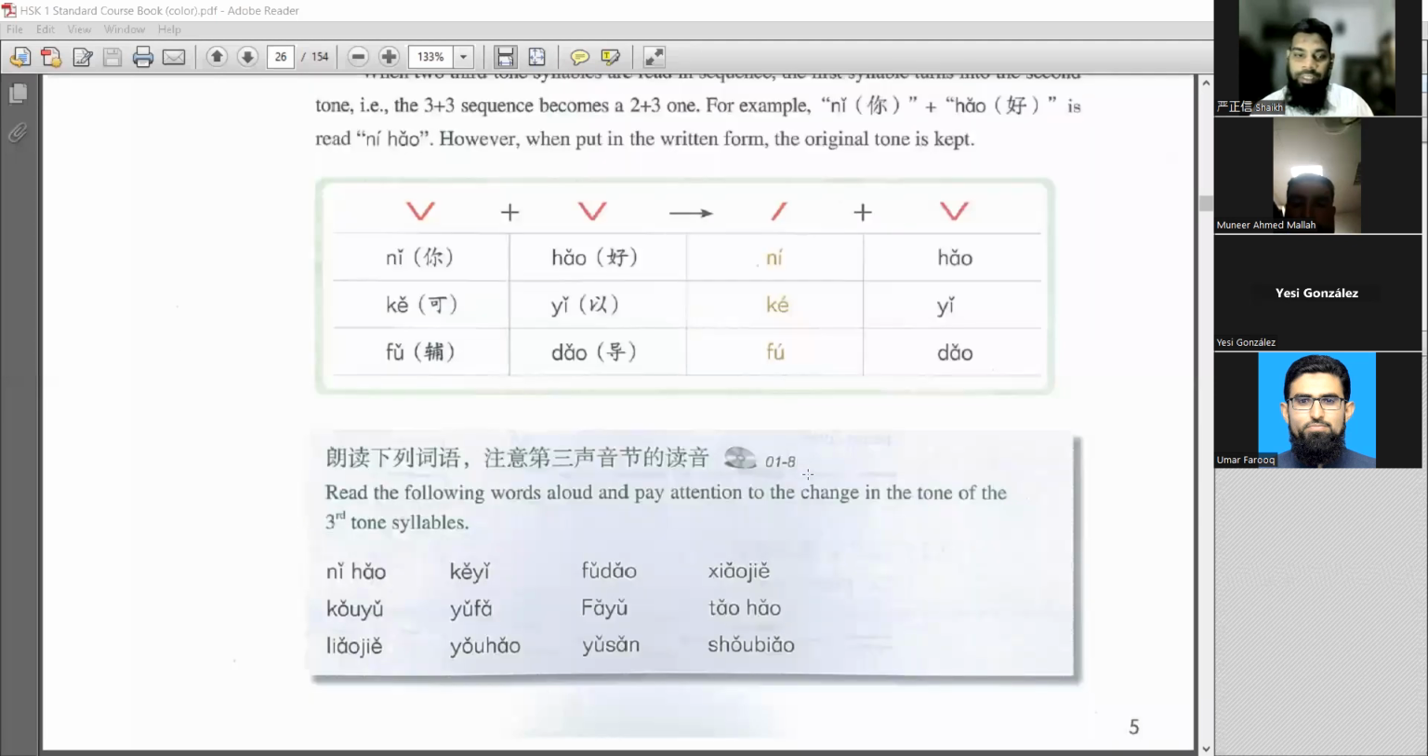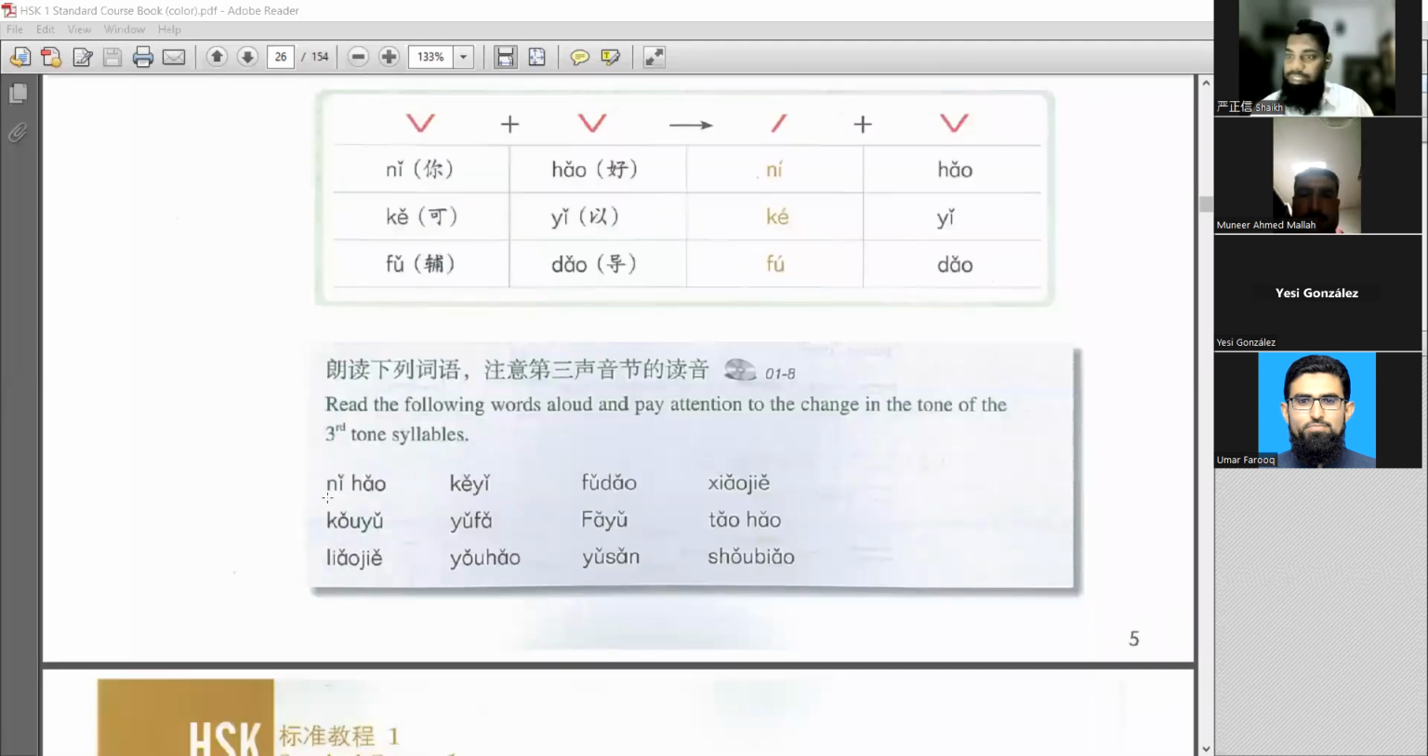So there are some more examples in which in each syllable you will find the third tone. Here in the first syllable you see the third tone, and then again there is a third tone. So the third tone of the first syllable will change into the second tone. It becomes ni hao, and ke yi, because the third tone of the first syllable will change into the second tone.